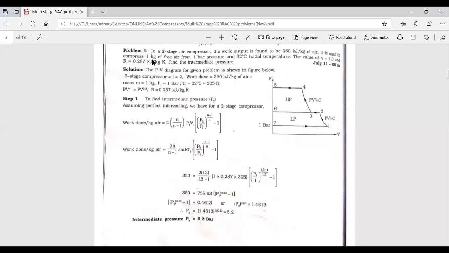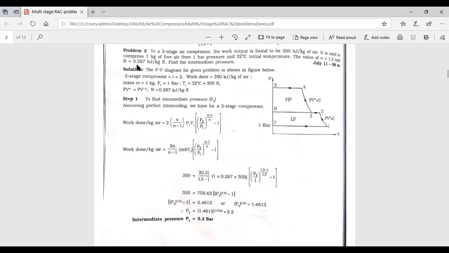Remember, 1 kg means the mass is directly given in the problem: 1 kg of air from 1 bar pressure and 32 degrees initial temperature. Work done is given. P1 is 1 bar and T1 is 32 degrees Celsius. And the value of n equals 1.3, directly given. It is nothing but your polytropic index.